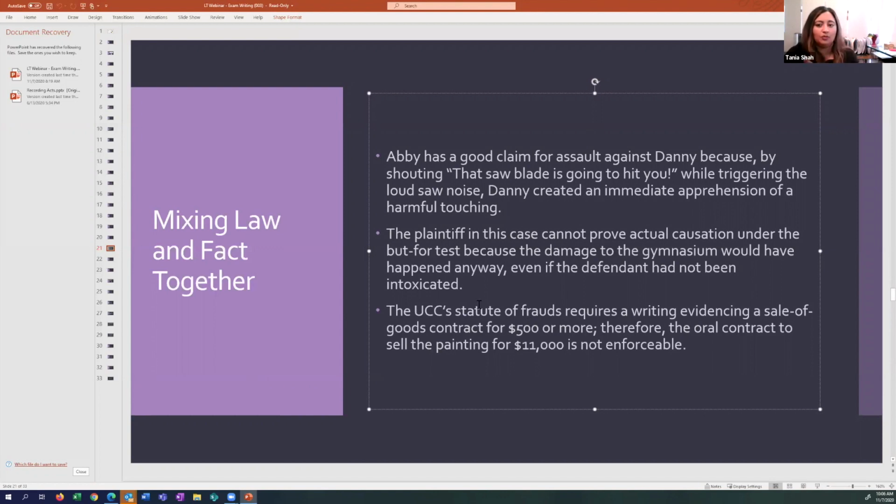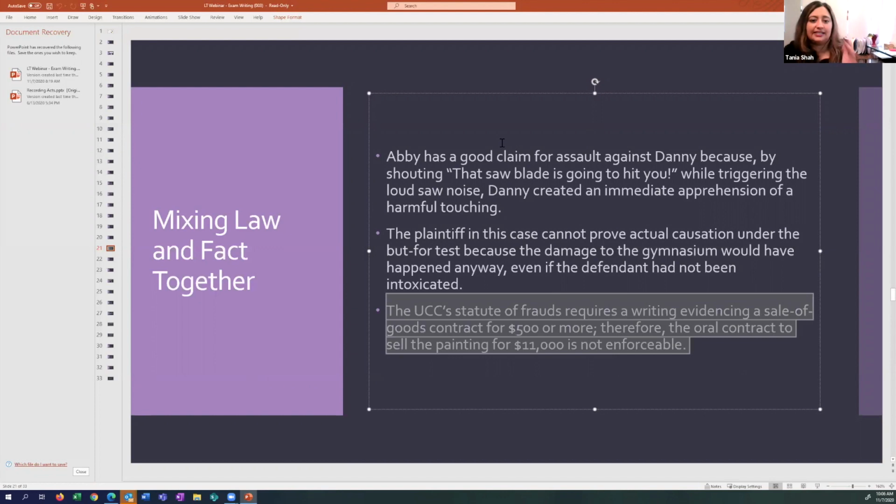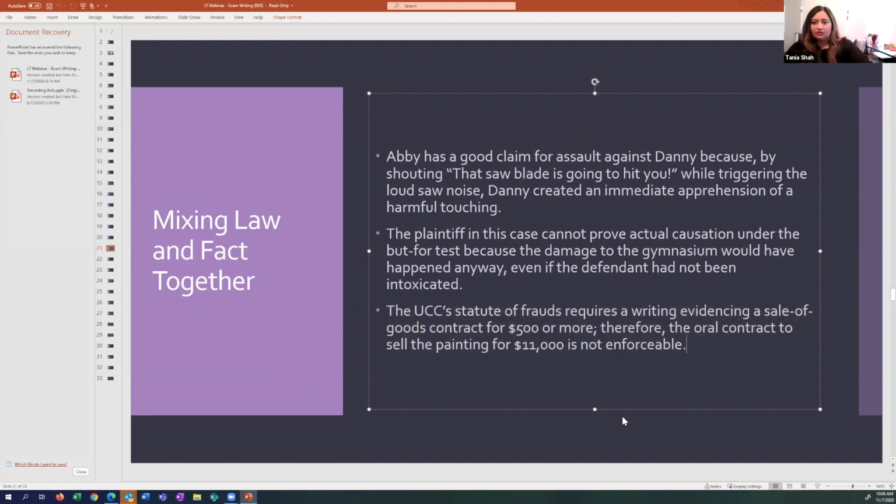I just want to point one more thing out because this example triggered an example for me. Let's say on a contracts exam, you see a sale of a painting. Professor Raposa is selling me a painting for $11,000, and it's a sale of goods for $500 or more. And all of a sudden, you start that paragraph off with the statute of frauds requires a writing. I'm using this in a bigger context. And you start talking about the statute of frauds.